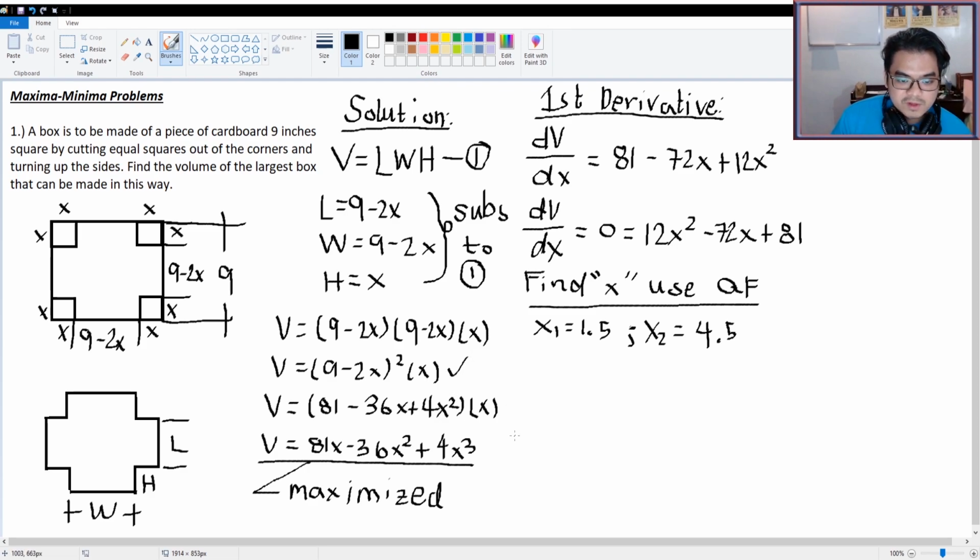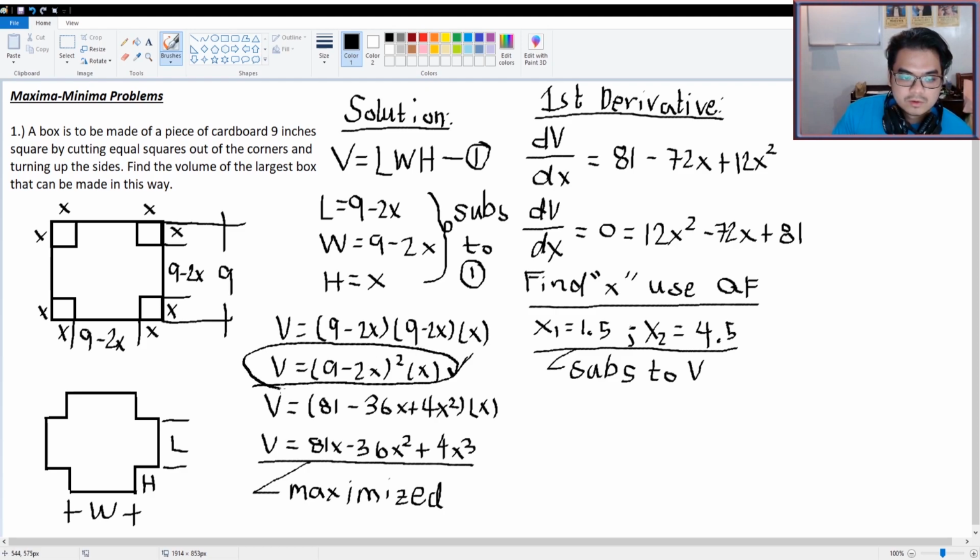Getting that, again, we have the volume, which is (9 minus 2x) squared times x. So substitute these values into v. After substituting, let's try x2 first, which is 4.5.